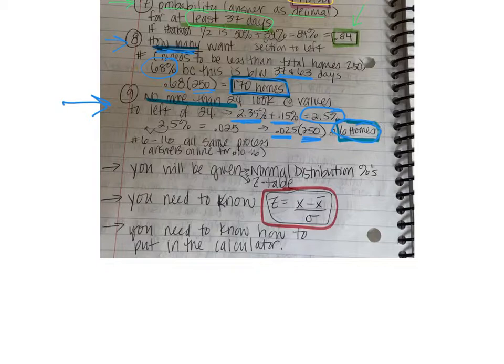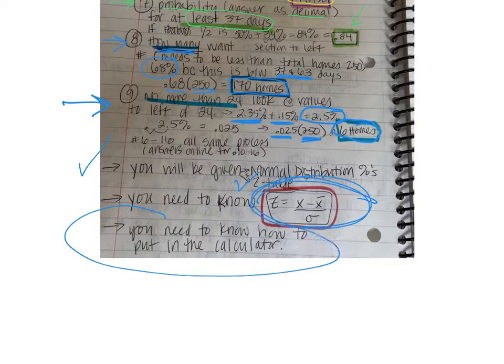Just a reminder: on the quiz, you will be given the normal distribution percentages. You'll be given your z-table. You need to know, here right in red, the formula to find a z-score. You need to know how to use your calculator. I cannot help you with either of those.